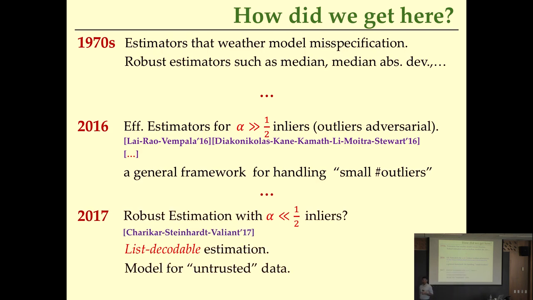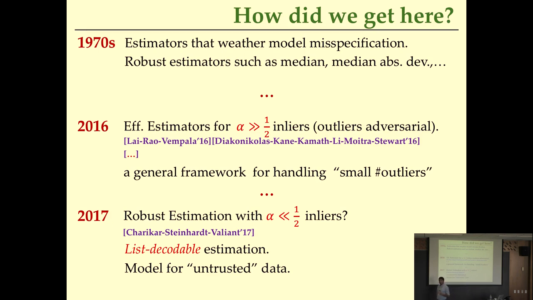Many, many papers, and one year later, in 2017, Charikar, Steinhardt, and Valiant formally considered the case when alpha could be smaller than half, where a majority of the samples could be outliers. And just like us, they arrived at the conclusion that maybe the right question to ask in this setting is how to do list-decodable estimation. And they had some nice practical motivation for it. They thought of it as a model for untrusted data.